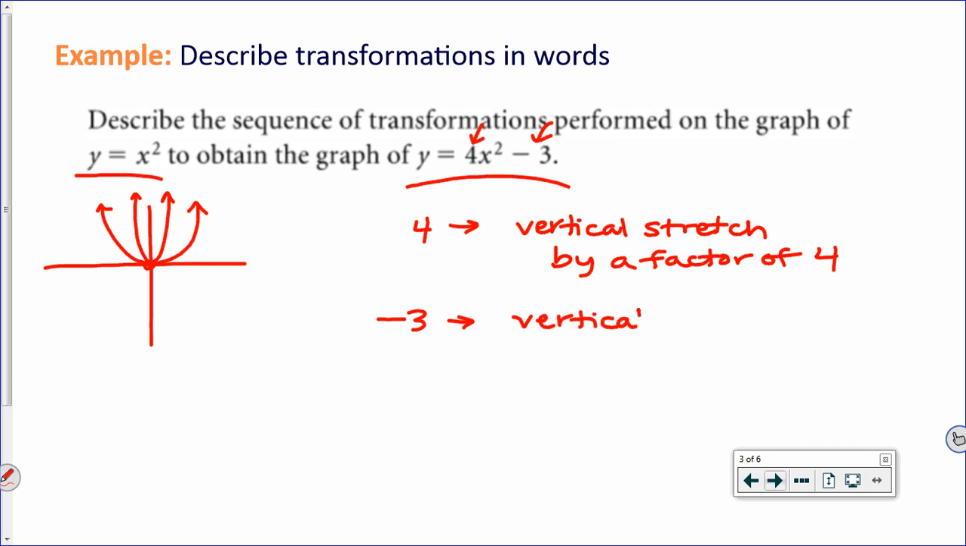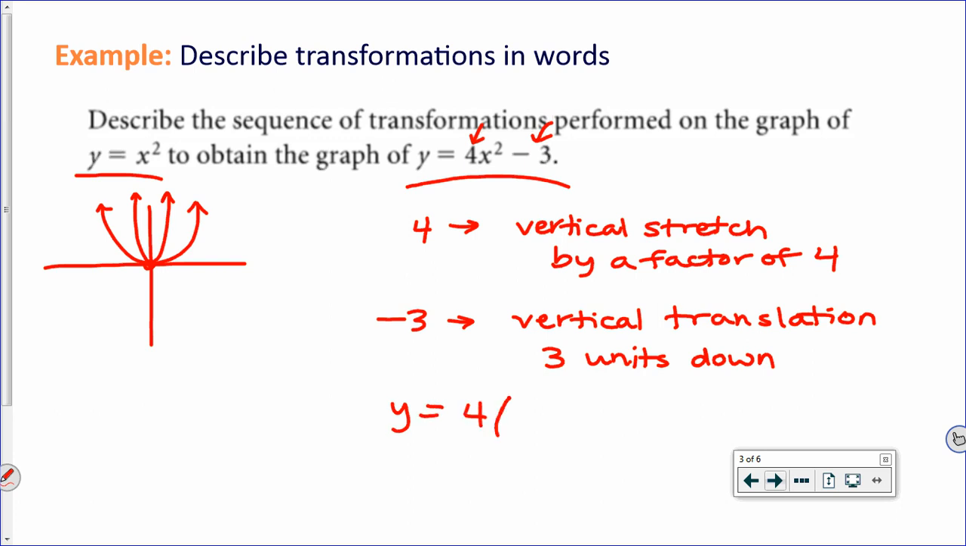And then the negative 3 here, this is a vertical translation. Basically, it's a slide up, down. Let me put the word translation. And it's good to indicate how many units and which direction. So it's a vertical translation, 3 units down. Because it says minus, it's going to move the entire graph down 3. If that minus 3 was inside parentheses with x, that would make it a horizontal translation. So just in case you're trying to figure out the difference between the two, that's what a horizontal translation would look like.